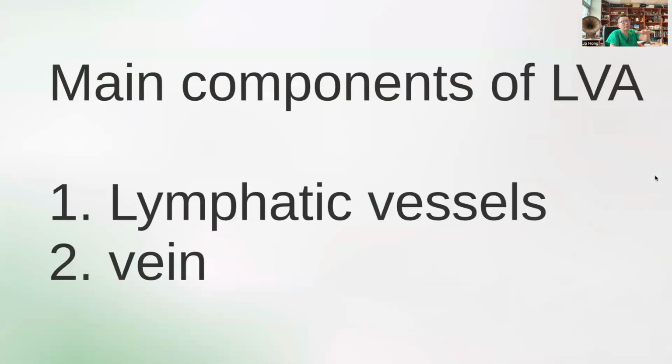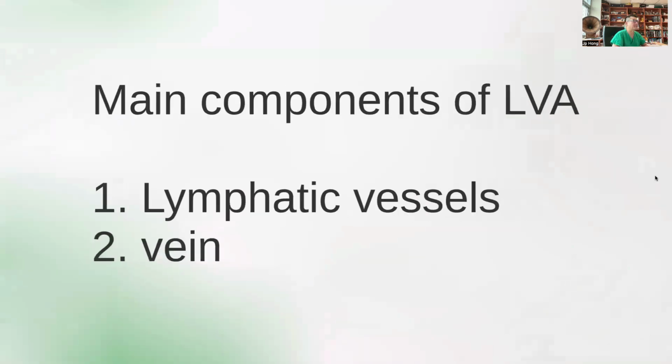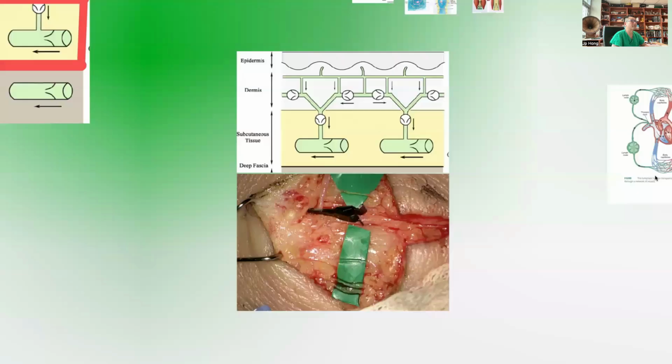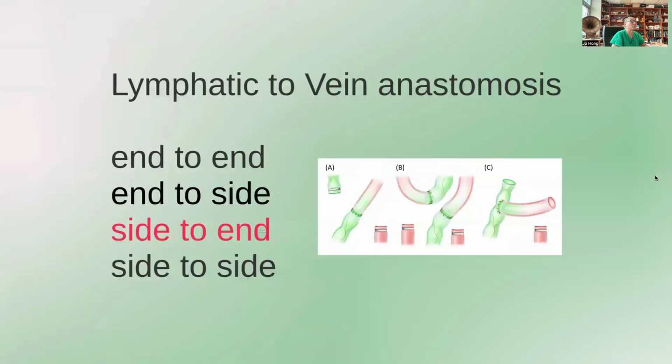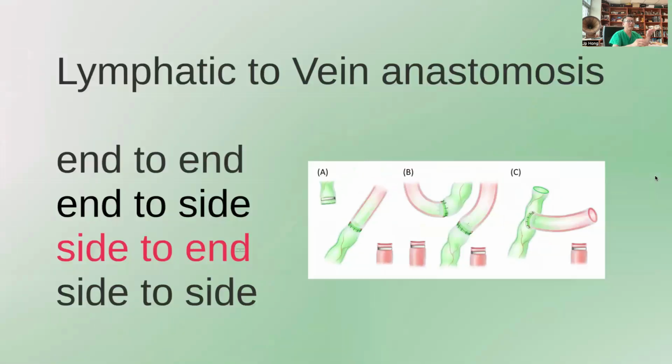Now, you must also find the vein, the corresponding vein, to do the anastomosis. And that's how the lymphatico-venous anastomosis works. And ultimately, it drains to the vein. There's many ways to do the anastomosis.